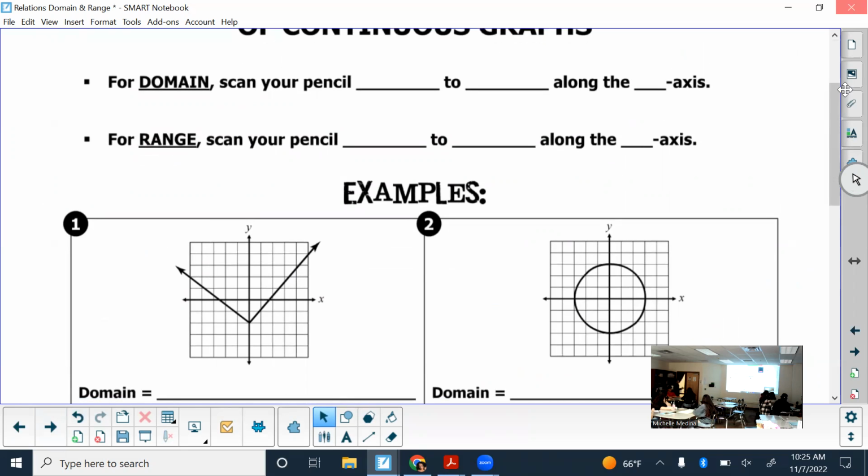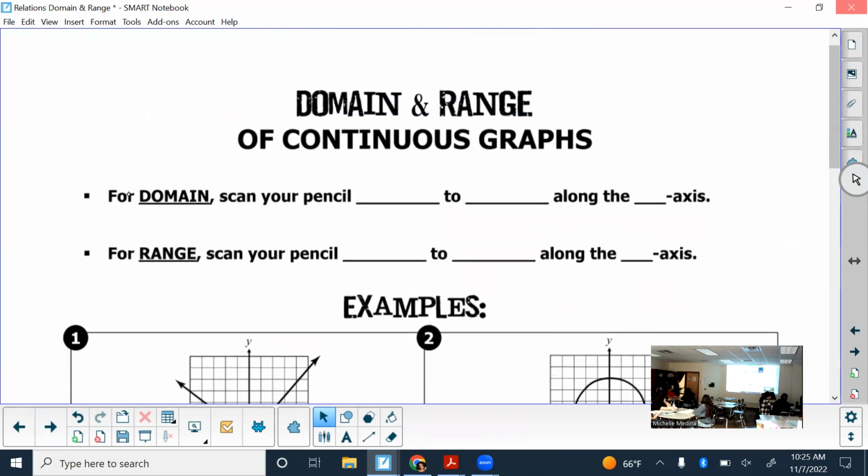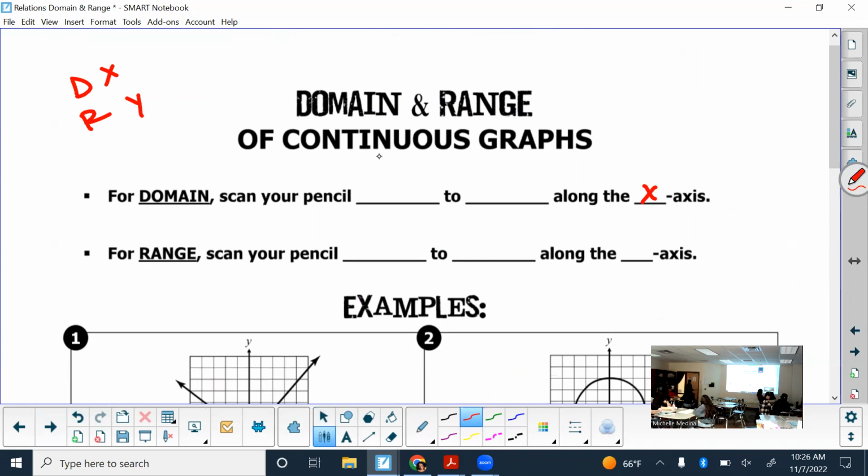When you have continuous graphs, it's a little bit different because you have basically a lot more things that X or Y could be. So for the domain is all of our what? Good, so Dr. XY is all of our X's. So to figure out what our domain is of continuous graphs, you scan your pencil from left to right along the x-axis. The x-axis goes from left to right.